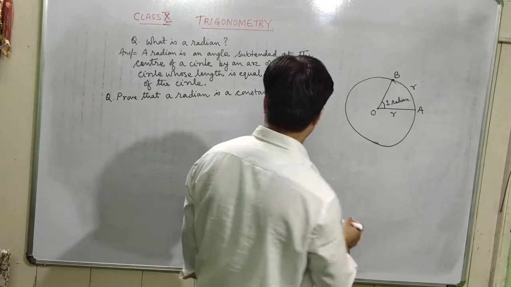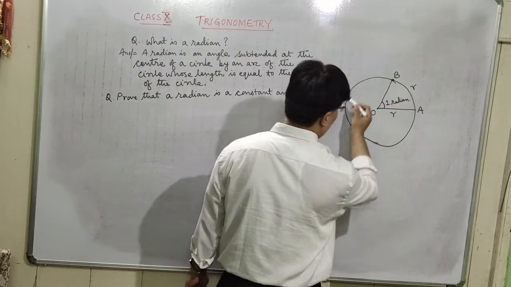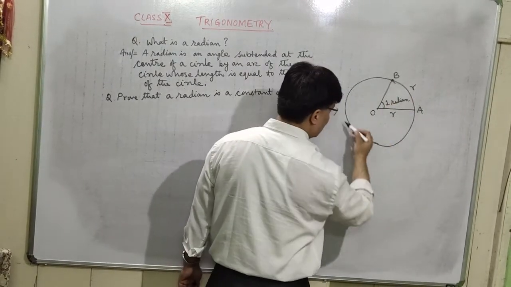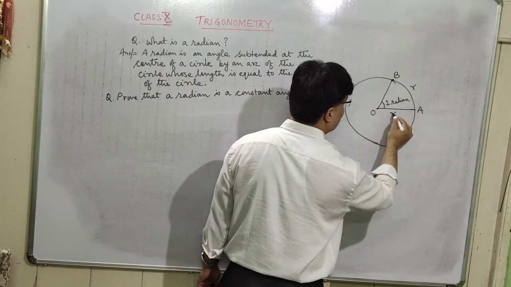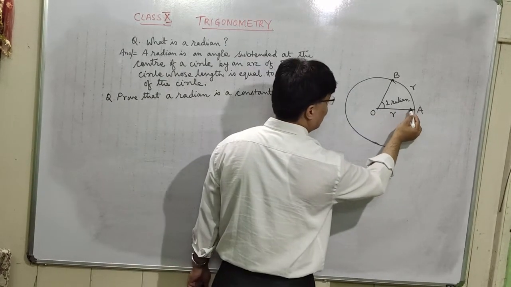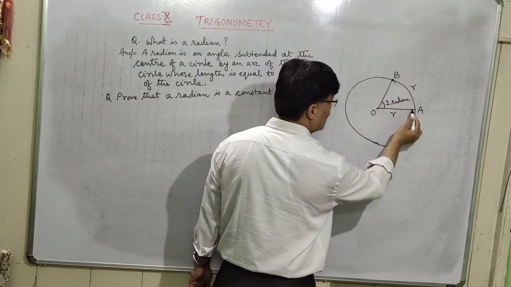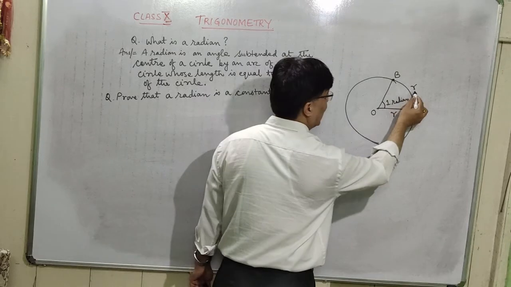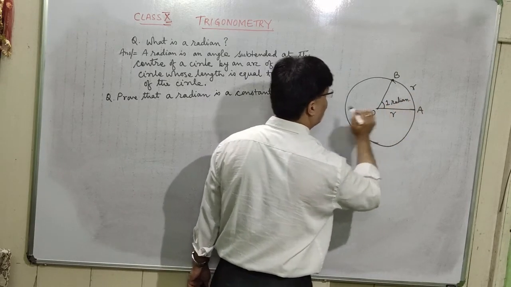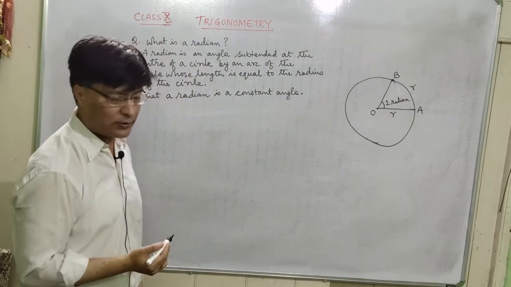Okay, so let us draw this figure again. You draw a circle with the center O, and let us draw the radius OA, which is equal to R, and let us take an arc AB whose length is equal to the radius of the circle, and it subtends an angle 1 radian at the center O of the circle.